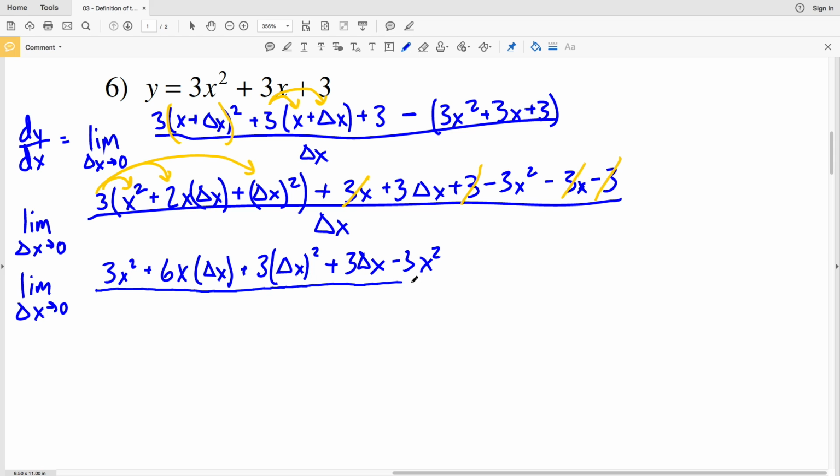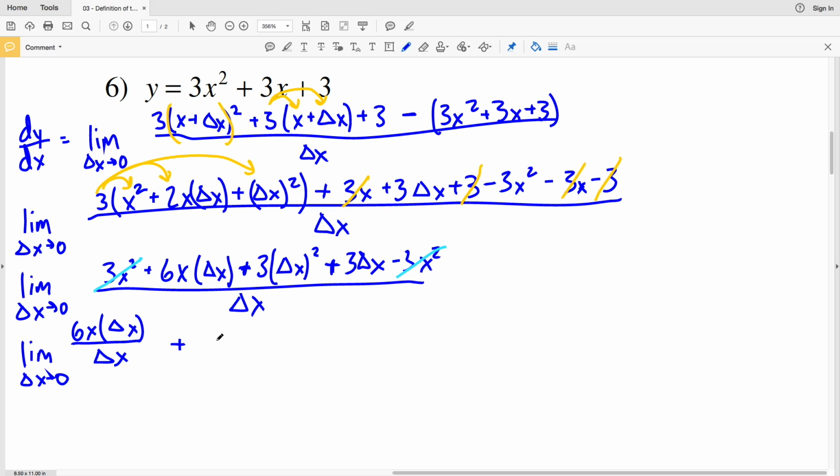So you can see that that is all over delta x, and now in my numerator I can cancel out 3x squared with 3x squared. And there's no other terms that I can combine. However, I'm going to split this limit up into 3 separate terms because I'm adding these 3 terms all over the same denominator. So I'm going to have the limit of 6x times delta x over delta x, and that's as delta x approaches 0.